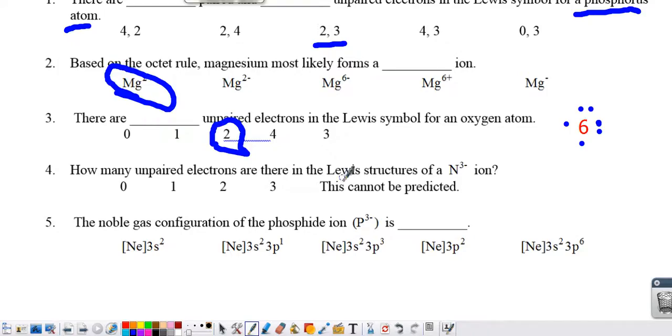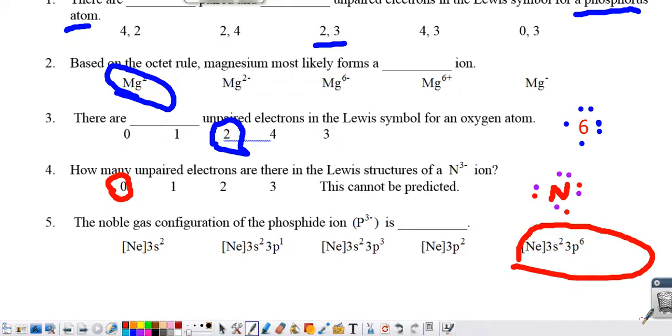And how many are unpaired for nitrogen? -3. I'm going to just borrow the other one. The nitrogen is 1, 2, 3, 4, 5, but it's a -3, so it's got 3 extra. So the nitrogen atom would be 5, but the nitrogen ion is 8, so there are no unpaired. And then similarly, the phosphide ion has 3 extra electrons to fill out the octet.